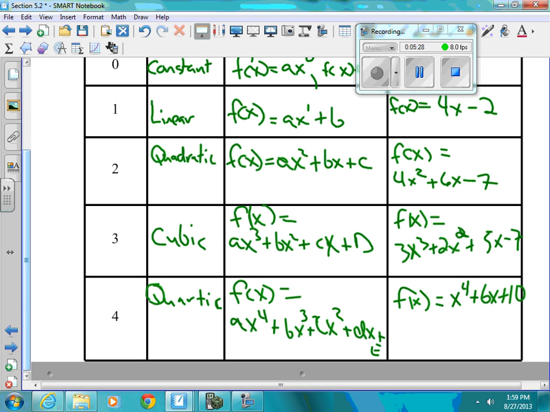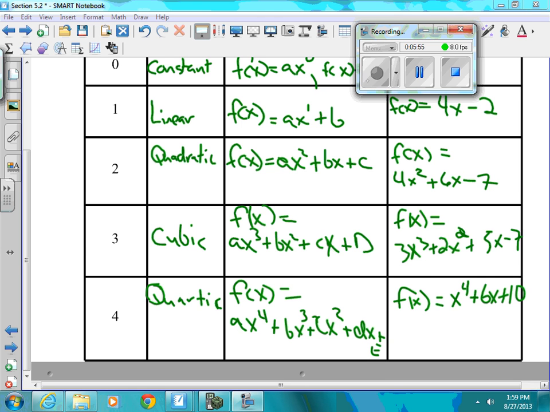Once we get past the fourth power, the fifth power, sixth power, we just call them polynomials. There is no special name for fifth or sixth power polynomials that we're going to worry about, just through fourth power. Generally, it's going to be constant, linear, quadratic, and cubics that we deal with the most in this class, but you will see quartics as well.